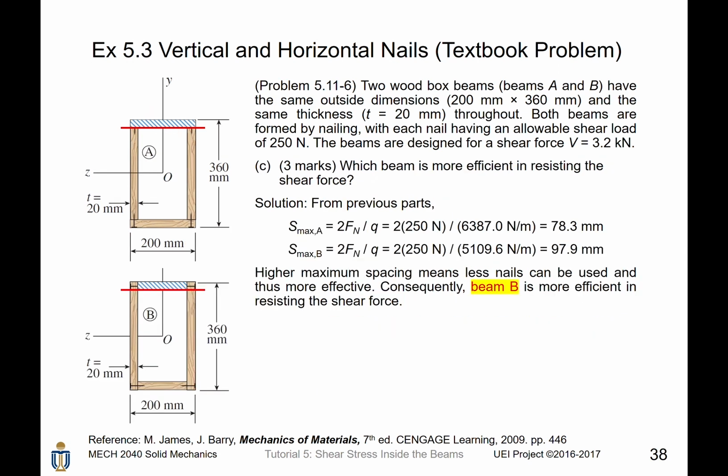By comparing those results, we can see that the maximum spacing for beam B is larger than that of A. A conclusion can be drawn that since beam B has a larger maximum spacing, it allows us to reduce the density of the nails used on this beam, and consequently you don't need to use too many nails on a beam. Therefore, beam B is more efficient in resisting the shear force.